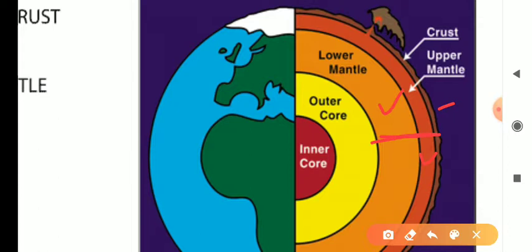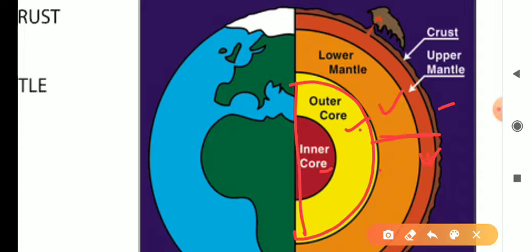We have divided the mantle into two layers, upper mantle and lower mantle, okay. Upper mantle is a little bit rigid, then lower mantle. Similarly, it happens with the core: outer core and inner core. This is the full core, yellow and red, but this is outer core, this is inner core. Outer core is in liquid state, temperature is very very high. Inner core is in solid state, okay.